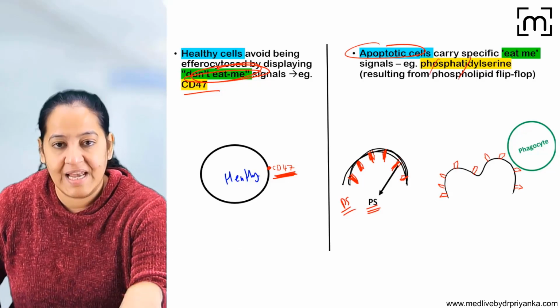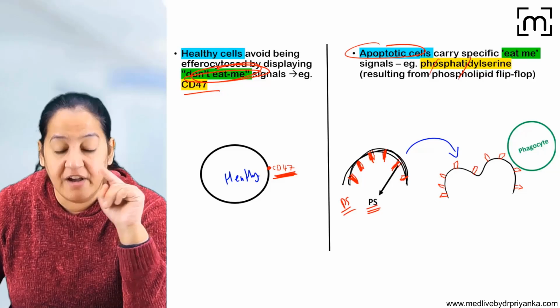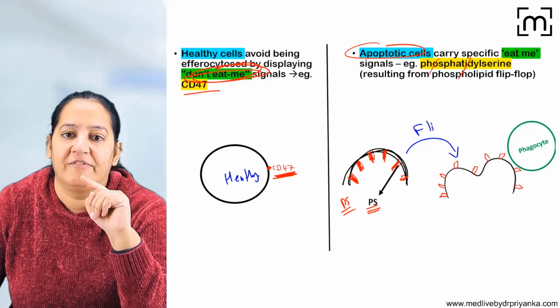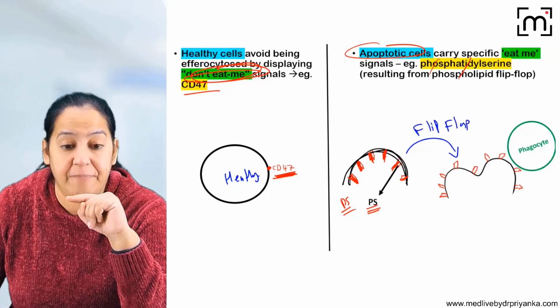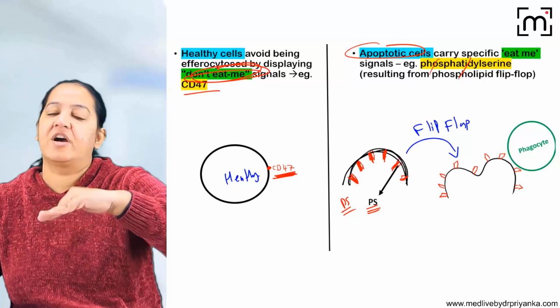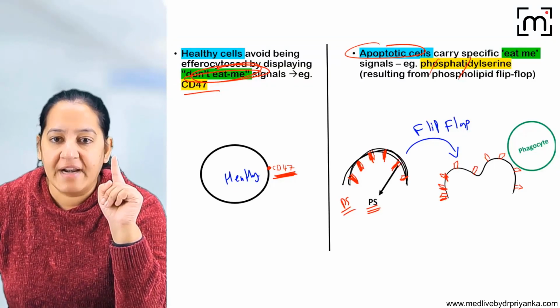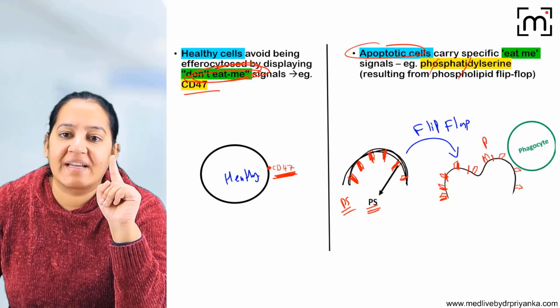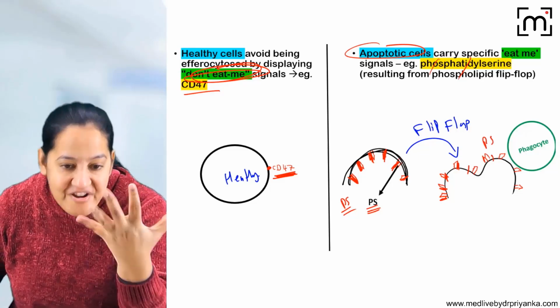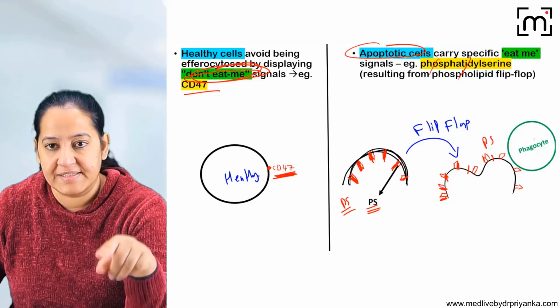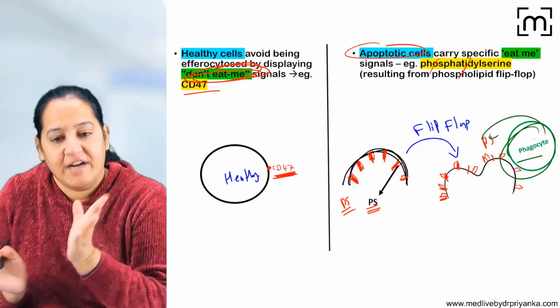But whenever the cell gets converted into an apoptotic body, a flip-flop takes place. Flip-flop, upside down. So whatever is present on the inner side comes on the outer side. Okay. So this phosphatidylserine will come on the outer side, and it will act as the eat me signal. So it will attract the phagocyte. Can you see here the phagocyte is coming and it is attracted and it will eat this cell.